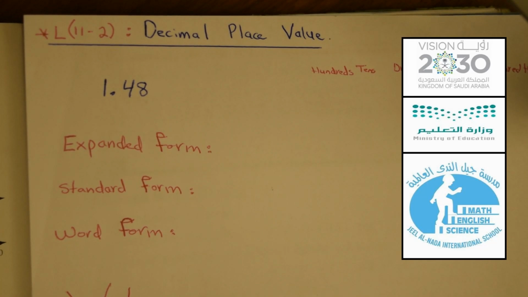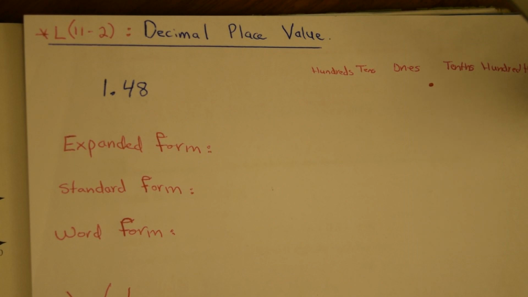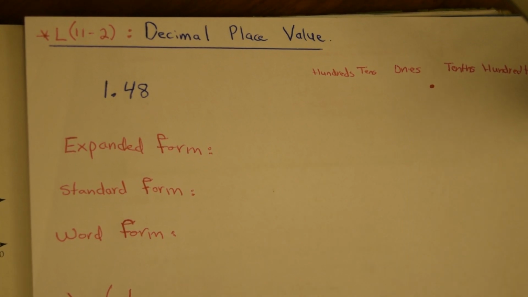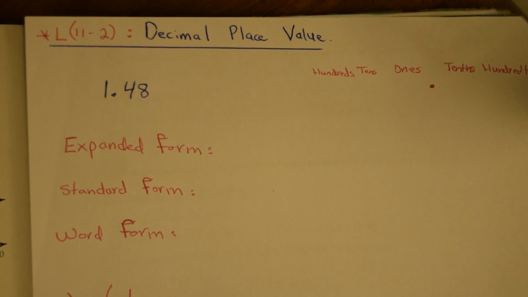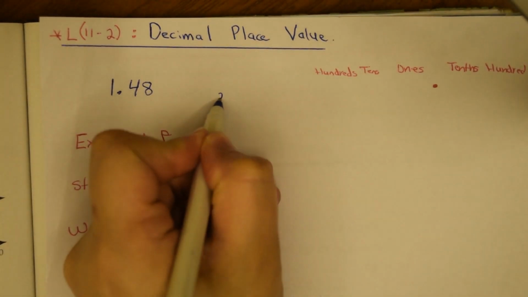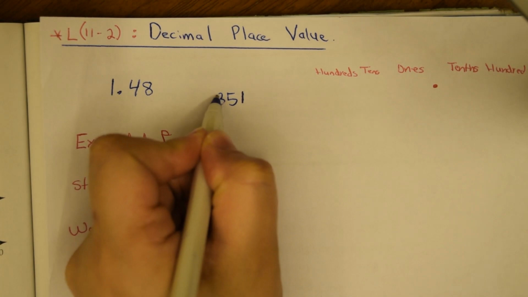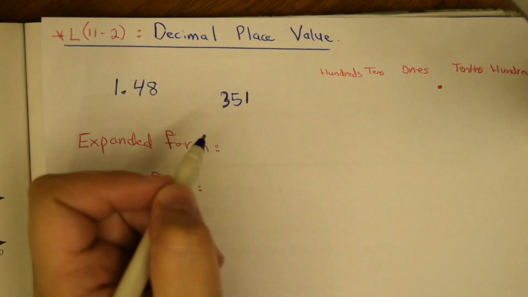Good morning, grade 3. Today we will have lesson 2, decimal place value. Okay, so you remember that we took the place value for a whole number. So for example, I will give you this number, 351. This is a whole number.